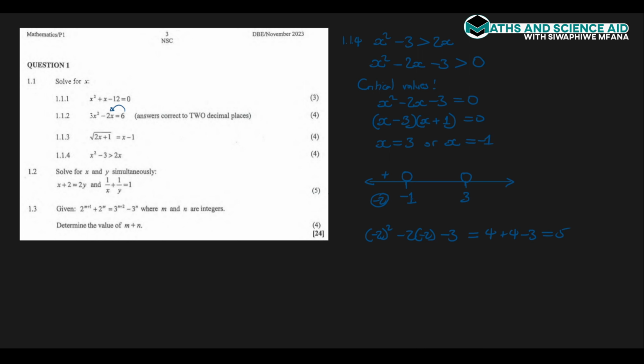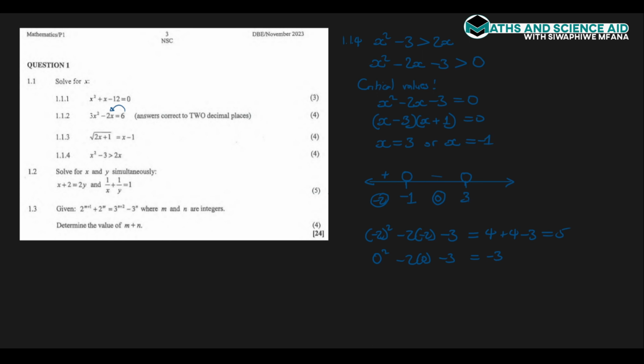And then we do the same thing now for a value that is between -1 and 3. So for an example, we can just simply use 0 there. So again, we'll substitute into our quadratic expression. So we'll have 0 squared minus 2 into 0 minus 3. I mean, obviously that will be equal to -3. So it's a negative value in this case. So we are going to write a negative there.